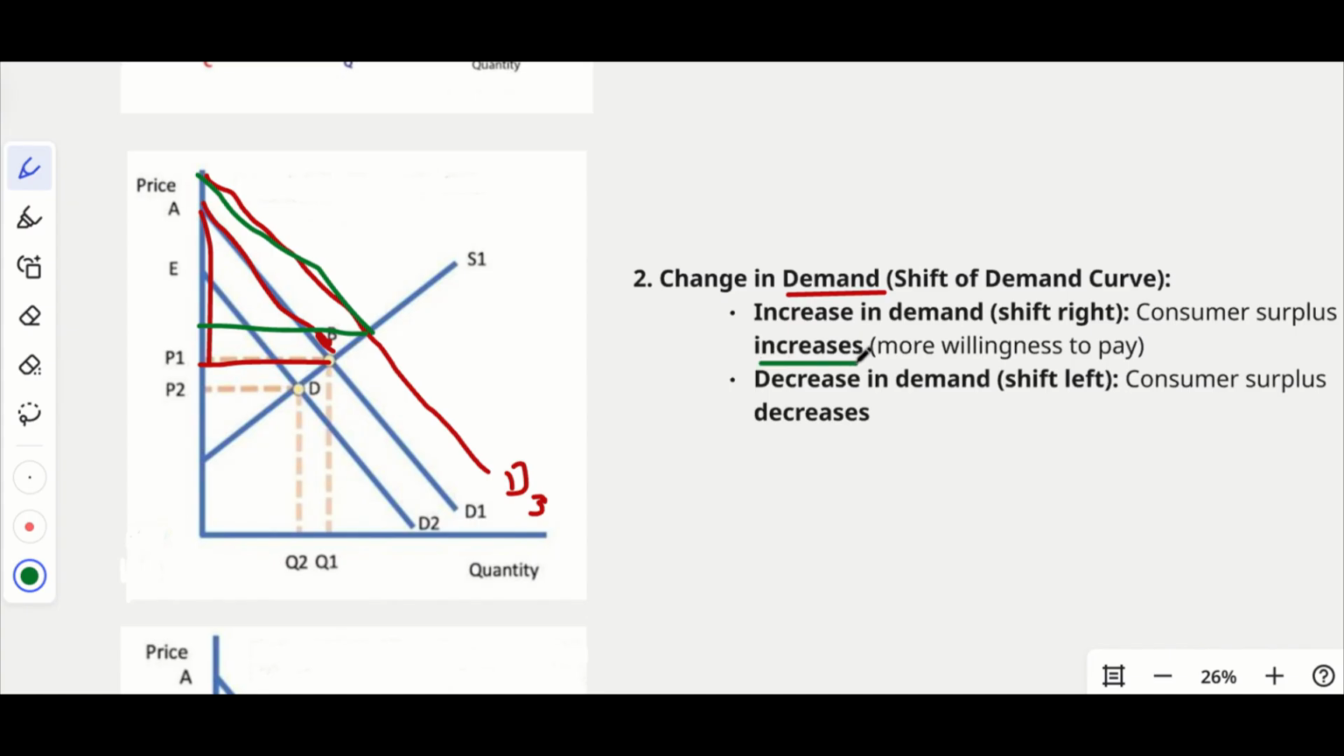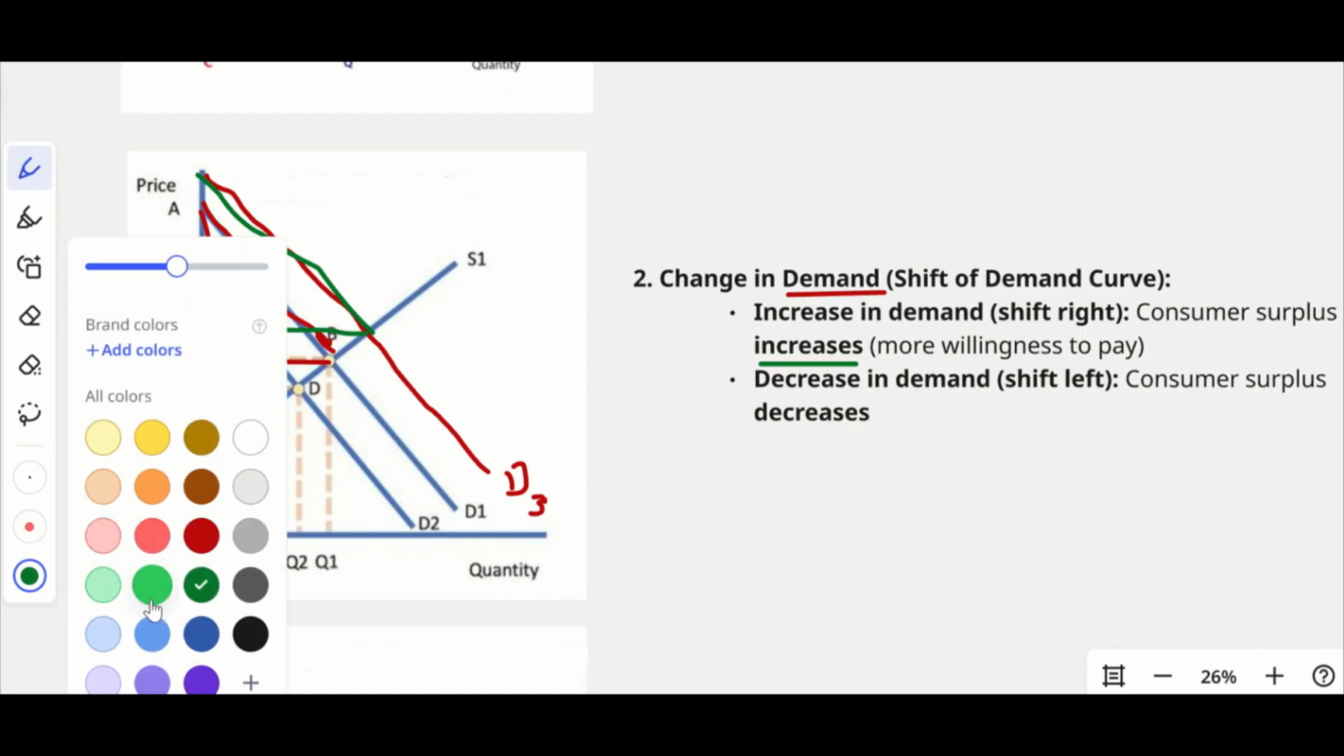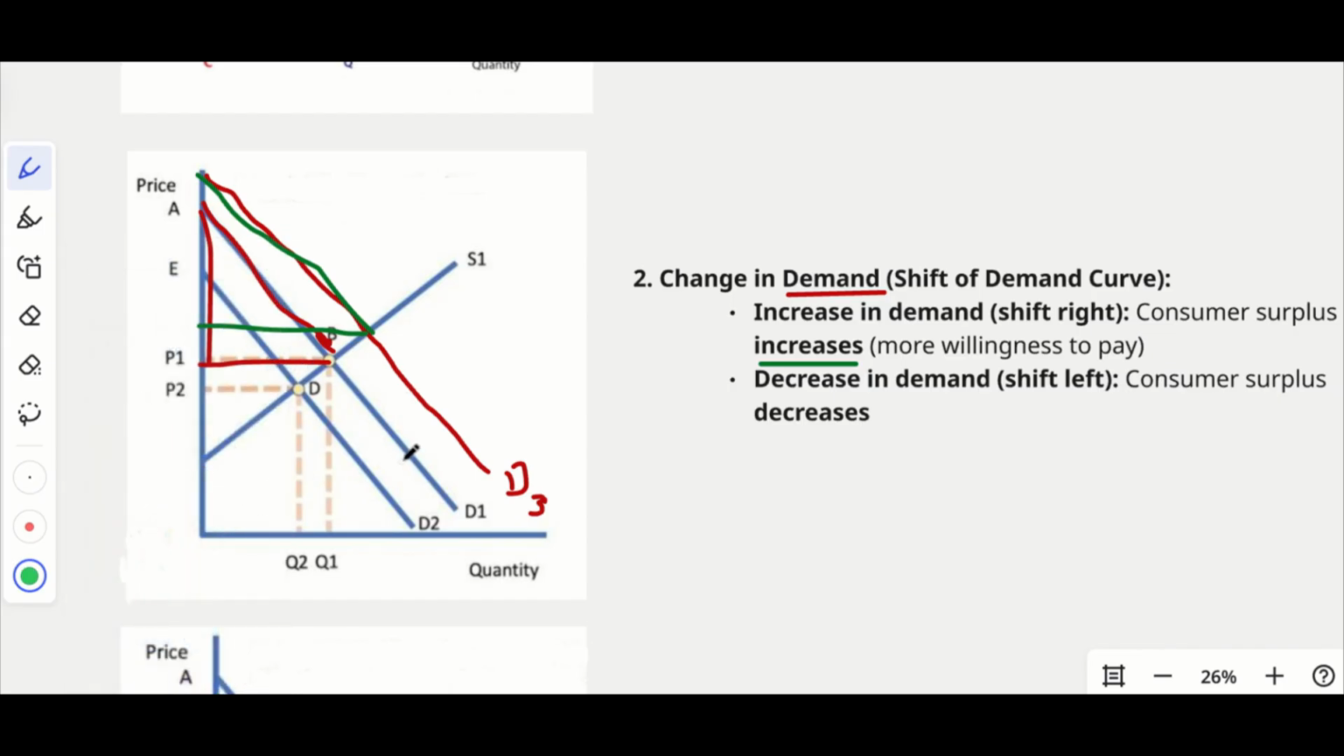At the same time, when demand is decreasing, the curve shifts to the left. This is the decrease in demand due to some reason. The entire demand has fallen here. So what happens to the consumer surplus? This is the new equilibrium made by demand curve D2 with the supply curve. So this portion will be the consumer surplus.